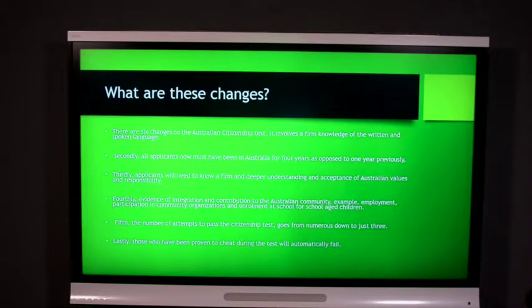Fourth, evidence of integrating and contribution to the Australian community, such as employment, participation in community organisations, and school-aged children enrolled in school. The fifth change goes from numerous opportunities to pass the citizenship test down to 3. And lastly, those who have been proven to cheat during the test will automatically fail. These changes are intended to promote integration into community and society.